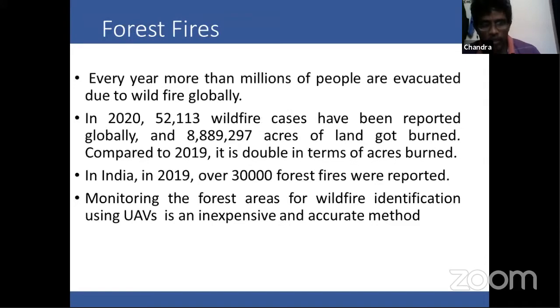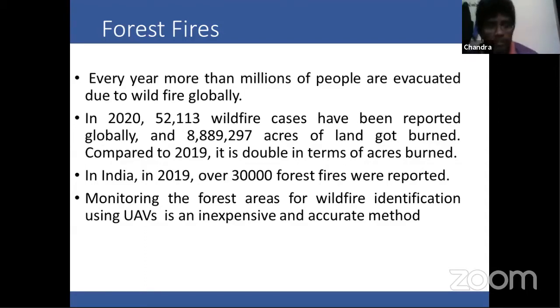Forest fires are very common in forests, and every year millions of people are evacuated due to global wildfires. In fact, even in 2020 itself, 52,113 wildfire cases were reported globally, and a lot of land got burned. Compared to 2019, in fact, it doubled. In India itself, in 2019, more than 30,000 forest fires were reported. So monitoring forest areas for wildfire identification is a tough task.